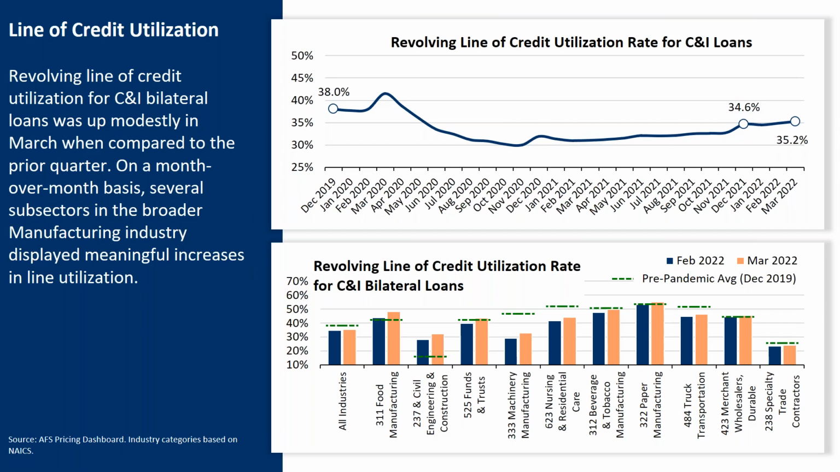333 machinery manufacturing is still well below the pre-pandemic average, along with 623 nursing and residential care. But both made advances in the current month, while 237 civil engineering and construction is far above the pre-pandemic average and continuing to increase.